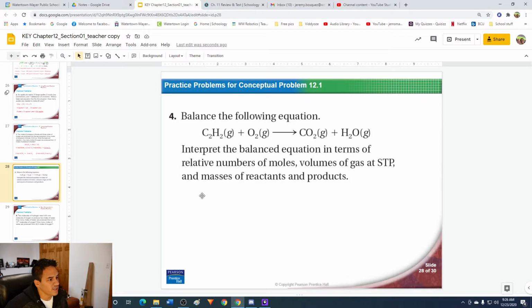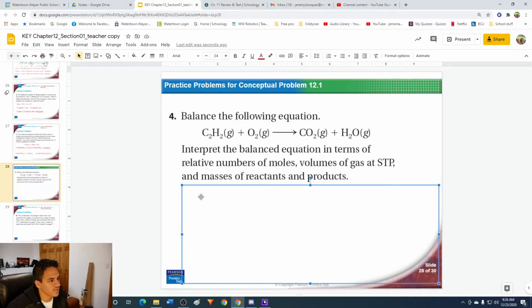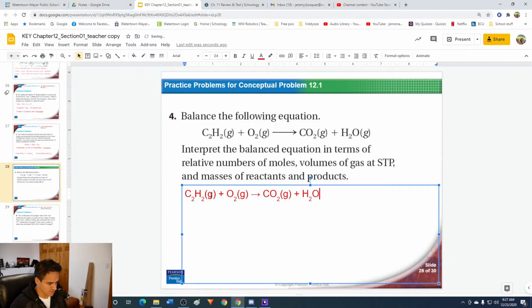All right, number 4, it says balance the following equation and then interpret the balanced equation in terms of relative numbers of moles, volumes of gas at STP, and masses of reactants and products. Okay, so first we got to balance this equation. I'm going to rewrite it here down below so that we can balance it. C2H2 gas plus O2 gas makes CO2 gas and H2O gas. All right, so there's our reaction.